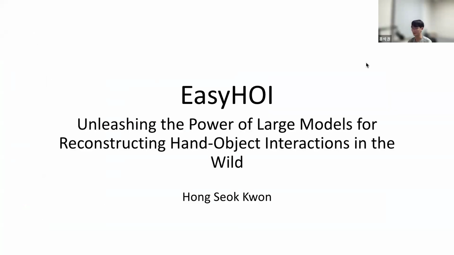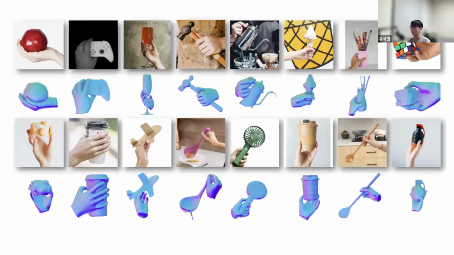So I'll introduce EasyHOI, and this paper is to reconstruct realistic 3D hand object interactions from a single RGB image. So EasyHOI addresses these issues through alignment and optimization. This is an example of the EasyHOI results. The input is a monocular RGB image, and the results show a 3D mesh where the hand and object are interacting.